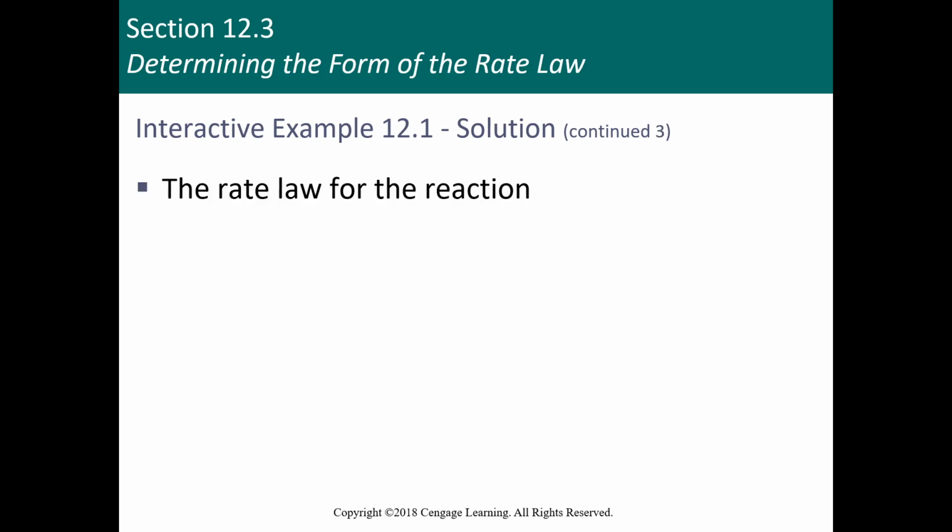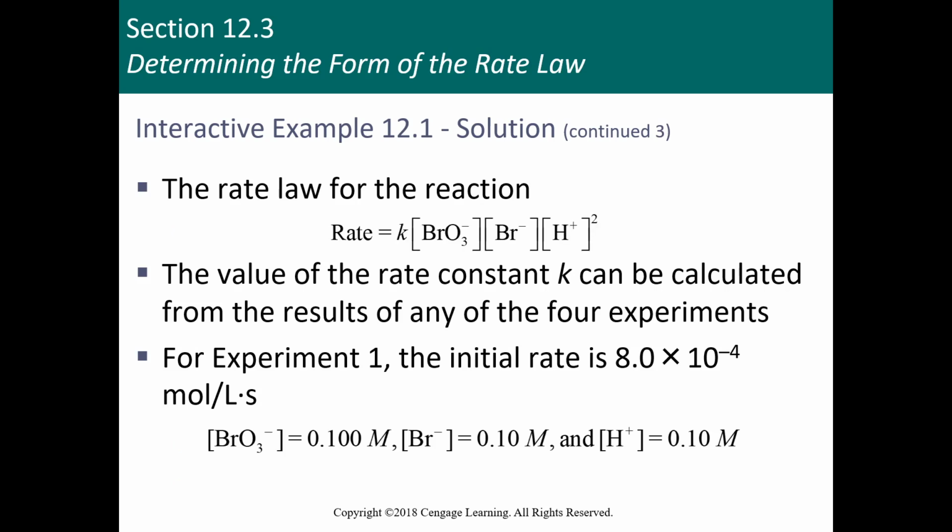All right. So our rate law for this reaction is going to be in this form here. The rate equals k times the concentration of Br3 minus to its first order, which you don't have to write because anything to the power 1 is the same thing, times the concentration of Br minus, again first order, so you don't have to write anything, times the concentration of H plus, which is your third reactant, and this is second order, so we have to write a 2.